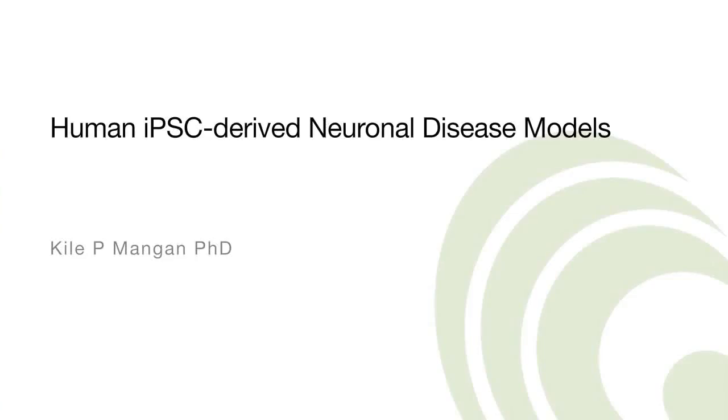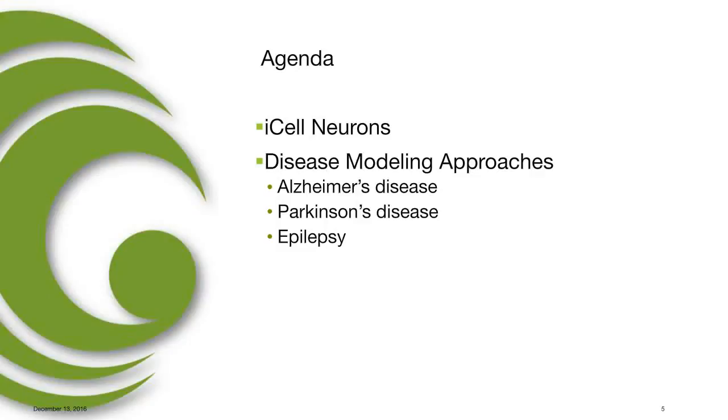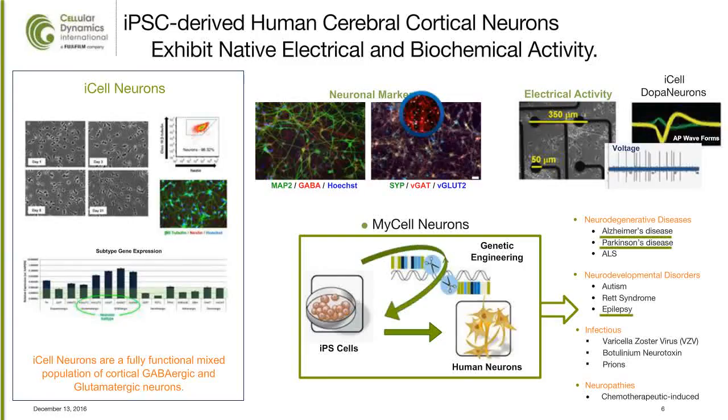So in this first part of the webinar, I will discuss some of CDI's neuronal cell types, including iCell neurons and iCell DopaNeurons. My agenda includes presenting data on multiple disease modeling approaches: Alzheimer's disease, Parkinson's disease, and epilepsy. I will first, however, describe our iCell neuron product, which is what we use to put the mutations into and assess as far as neuronal cultures go.